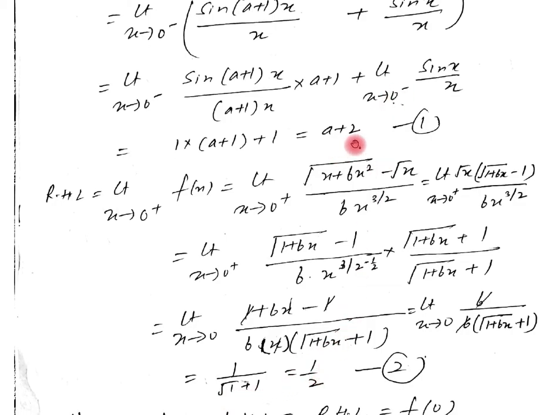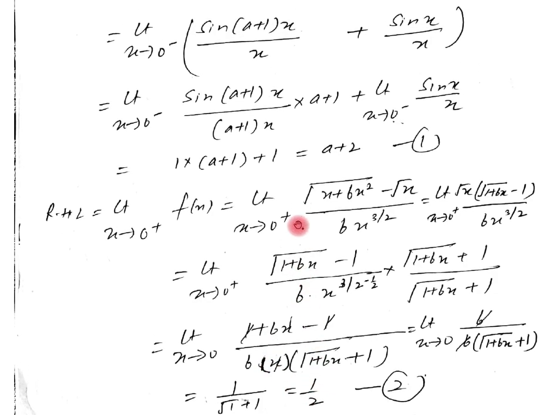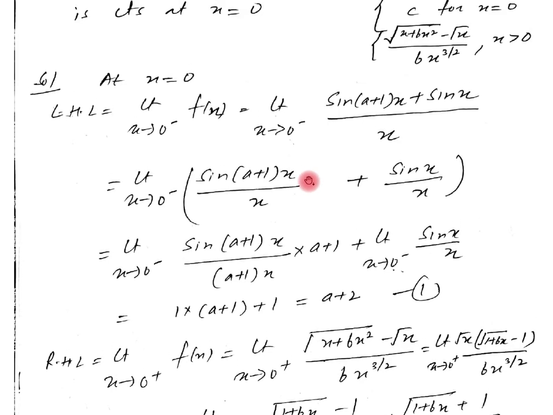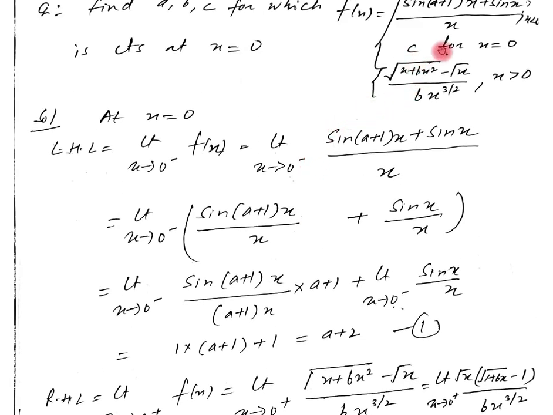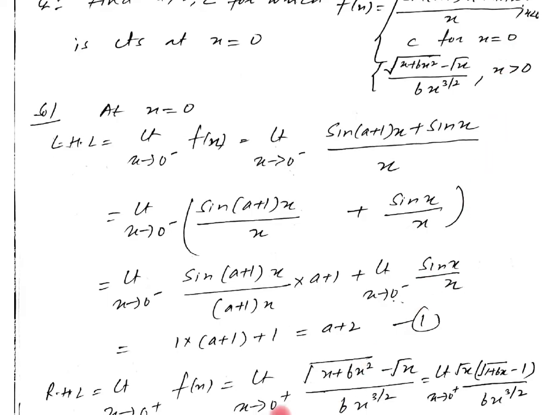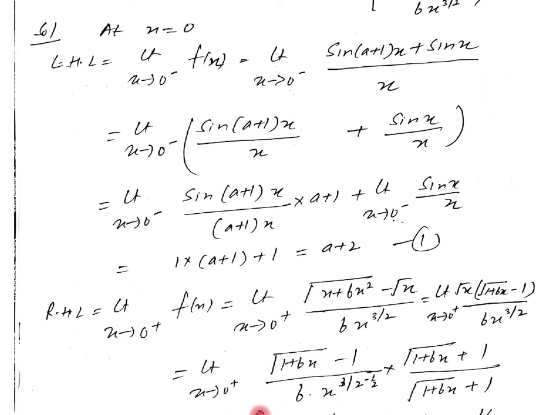Now the left hand limit is a plus 2, the right hand limit is 1 by 2, and the value of the function is given in the question. When x equal to 0, it is given to be c. It means all these three should be equal. So we can write the function is given to be continuous.